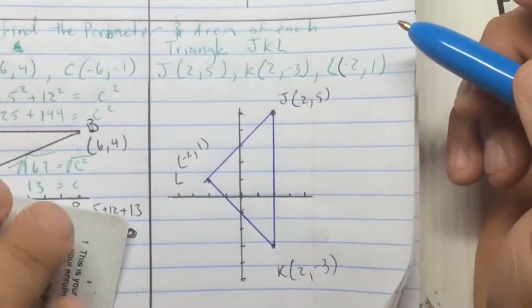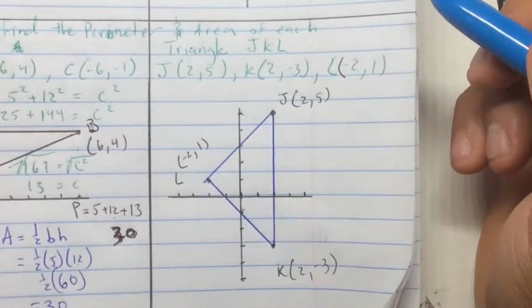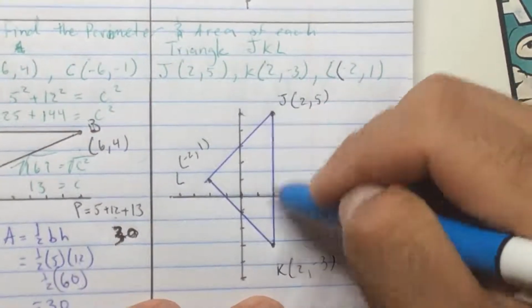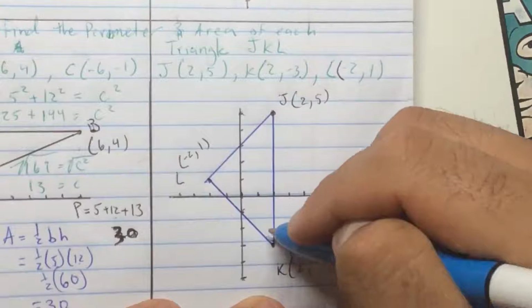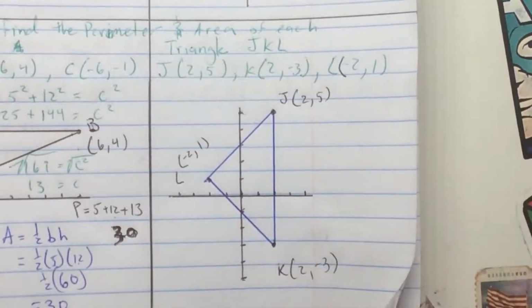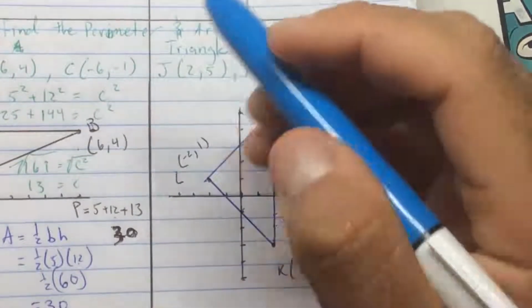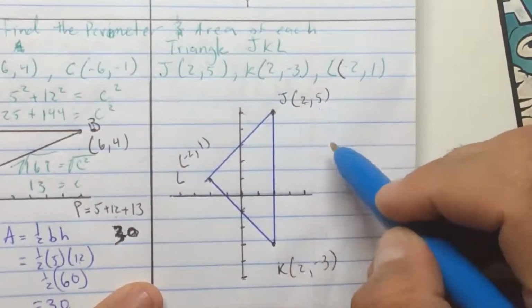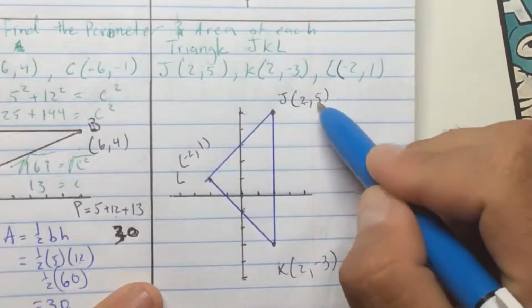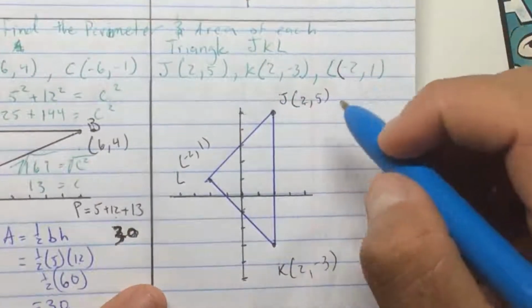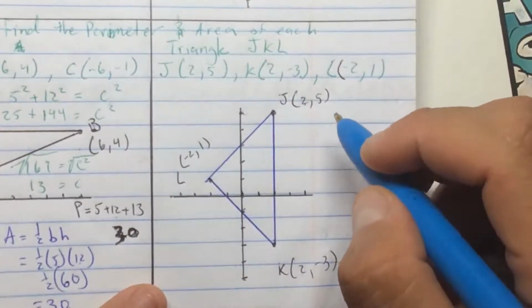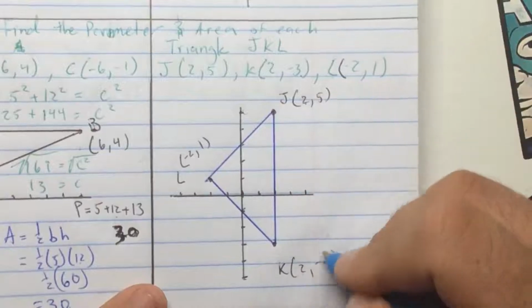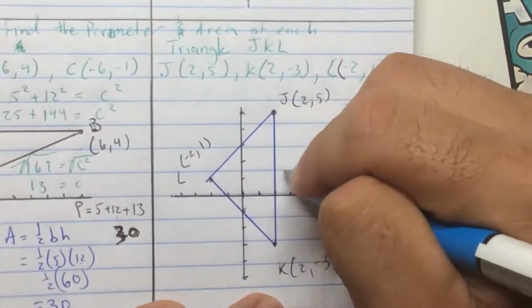Alright, so for this one we need to find our height. We're going to use this one as the base here, but we need to find that first. Since the x-values are the same here, we can just take the numbers here and subtract them. So we have 5 minus a negative 3, and that would give us an 8.